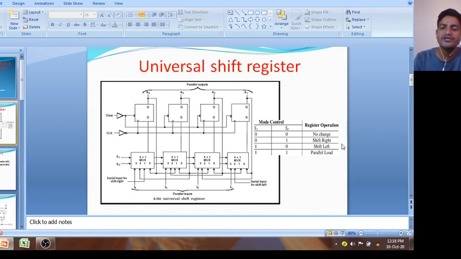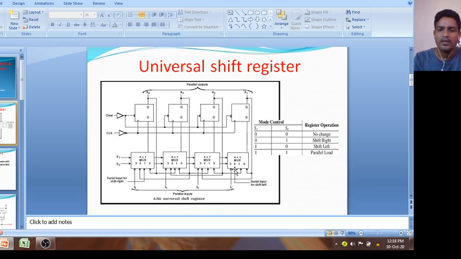Now come to 1 0. When the value is 1 0, it means left shift. When 1 0, I2 is selected. Now in case of left shift, we give input on this side. So 1 0 means I2, so give I2 as the serial input for left shift. We will give input from here.